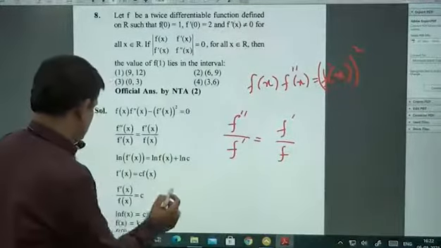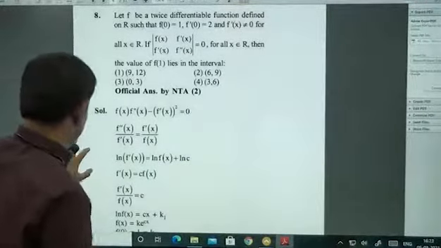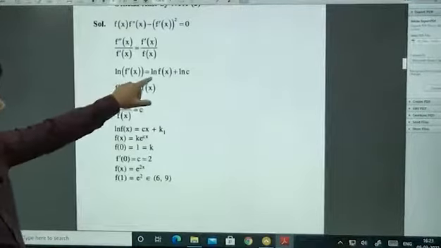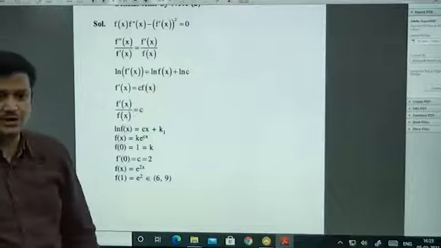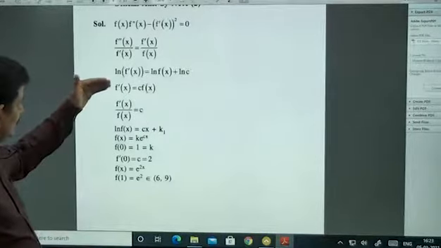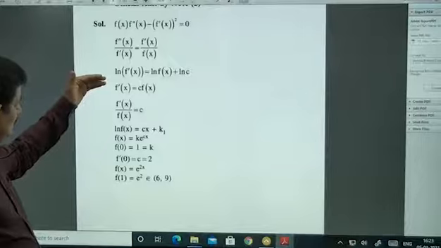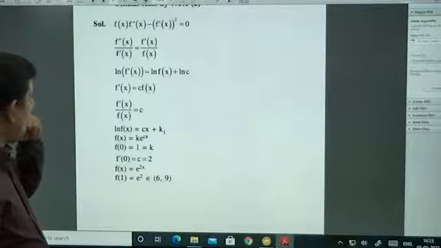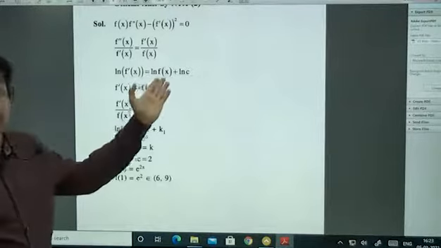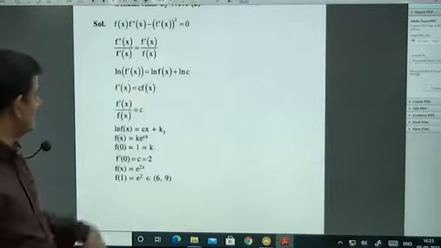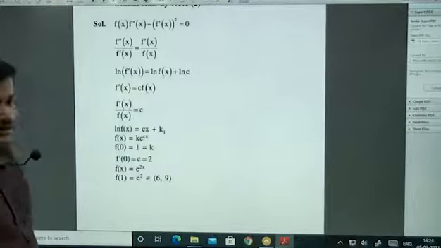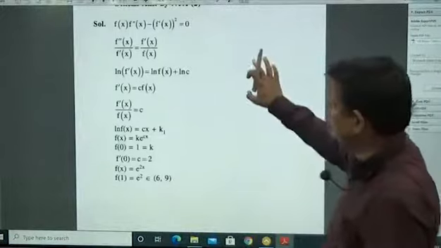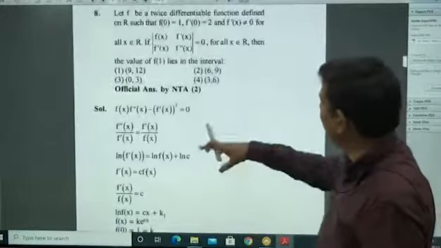So more or less he did the same thing, so let us learn from him. Log f dash x is equal to log f of x plus log c. Now log a plus log b is log a into b, so c into f of x, log gets cancelled. F dash x is equal to c f of x. One mistake he is making is continuing with that c, unnecessarily. Get rid of that c.